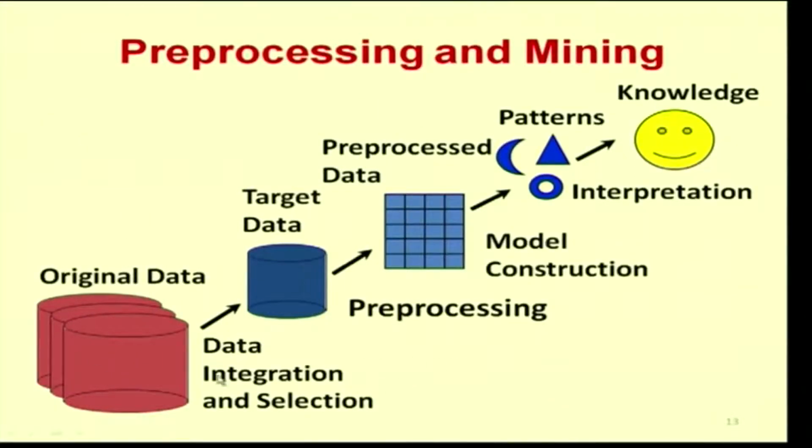You have the original data and then you do data integration and selection, from which you will get the target data. From the target data you do pre-processing. So, this is the pre-processed data. From the pre-processed data you do the model construction, and after you do this mining operation you get the patterns, and then you have to interpret the patterns, and as an output of all this you get the knowledge. So, this is very important knowledge regarding data mining. The selection of data is important, pre-processing is important, model construction is the core of data mining, and then getting out patterns, interpreting them, and finally getting the knowledge. And this knowledge should be actionable, as we have already discussed.